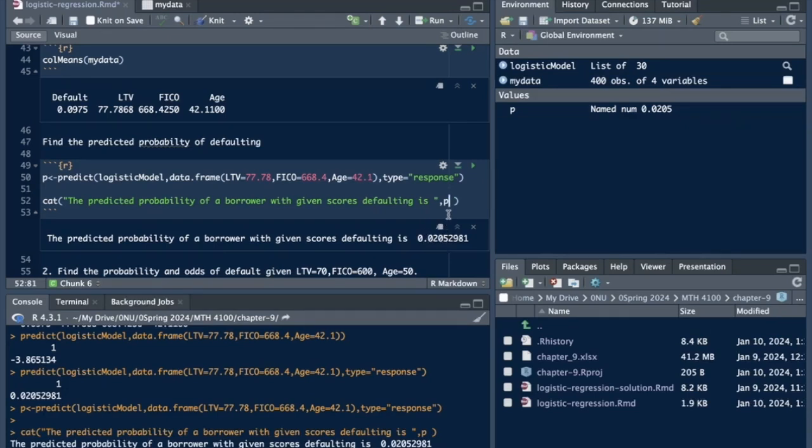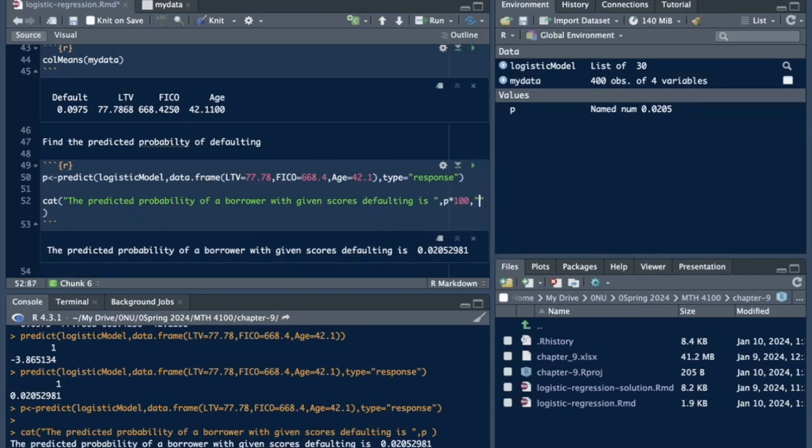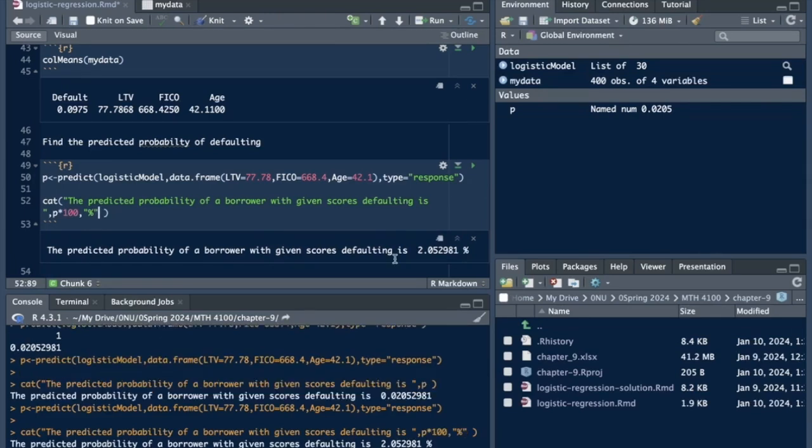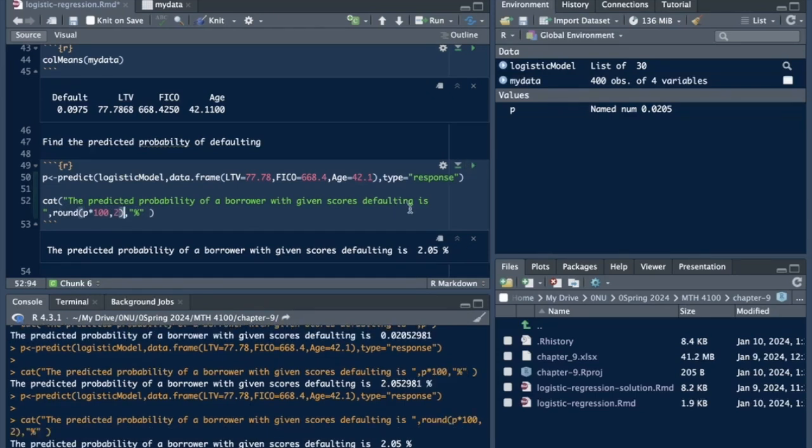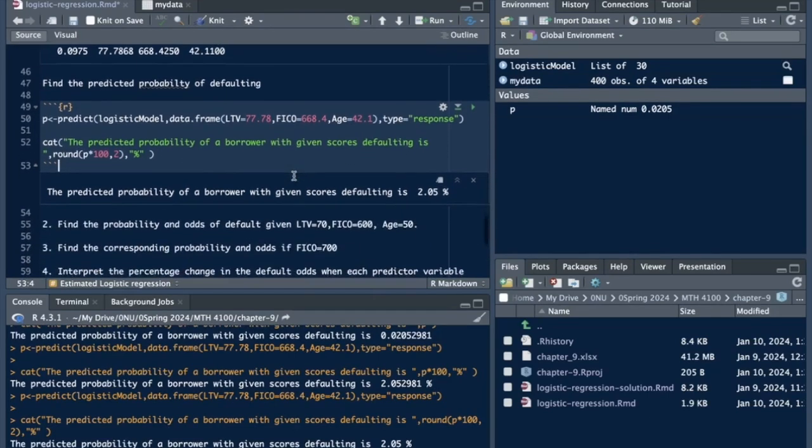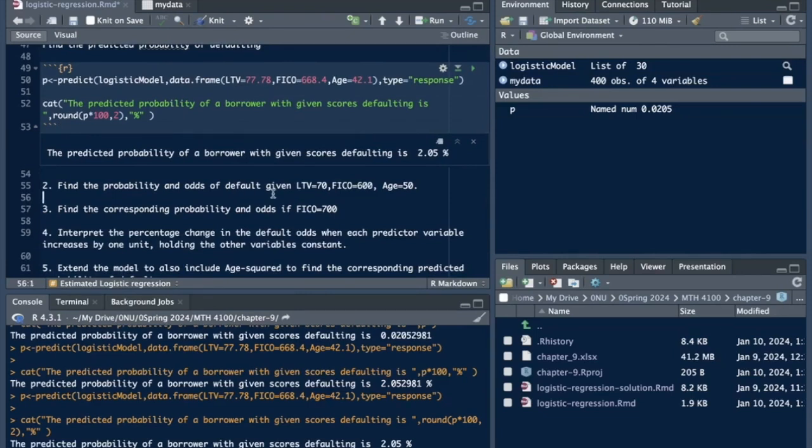By the way, you can say I'm going to multiply by 100 and concatenate the percentage sign. Here we go, so 2%. If you are not happy with all these digits, you can add the round function. Round it, give me 2 digits, let's say. Here we go. Does that make sense? I hope that it's easy to understand. It's not necessarily everything I've done, but it's good to learn these basic skills.